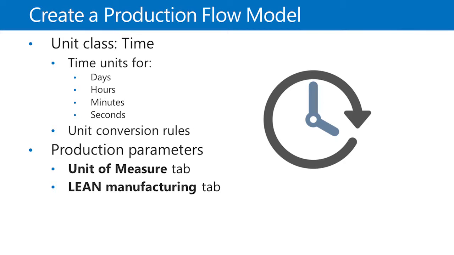As production flow activities and resource group capacity settings require definition in time units, these must be set up properly as a unit with a unit class referring to time. Time units for days, hours, minutes, and seconds should be present with the unit class of time. Proper unit conversions should also be created for these time units. These time units can then be set up as the defaults within the Production Parameters Unit of Measure tab to establish the default units of measure that are used to define activity times and lead times. The default time unit for production flows should be set on the Lean Manufacturing tab of the Production Parameters.